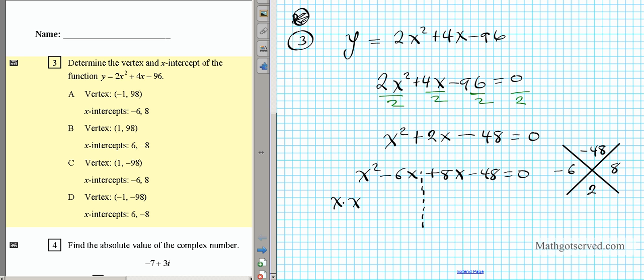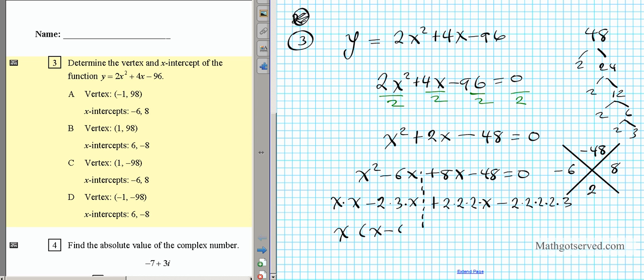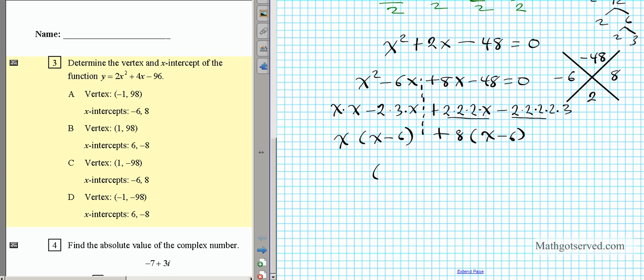If I break down 48, I'll have 2 times 24, 2 times 12, 2 times 6, and then 2 times 3. So we have 4 twos, and then a 3. From the first two terms, I can take out an x, so I'll be left with x minus 6. From the second two, I can take out 8, and I'll be left with x minus 6. I took out 3 twos, and 3 twos is 8. So I'm going to have x plus 8 times x minus 6 equals 0.